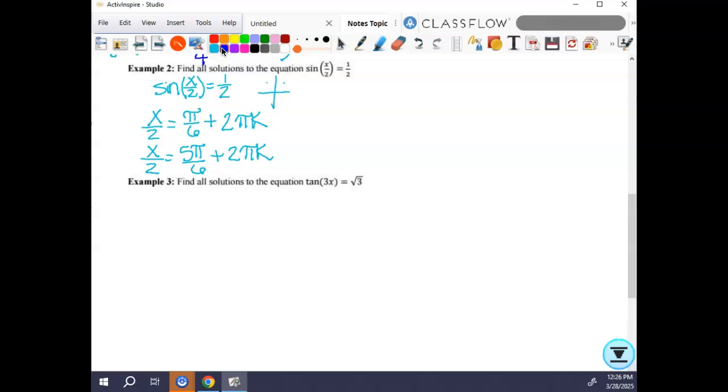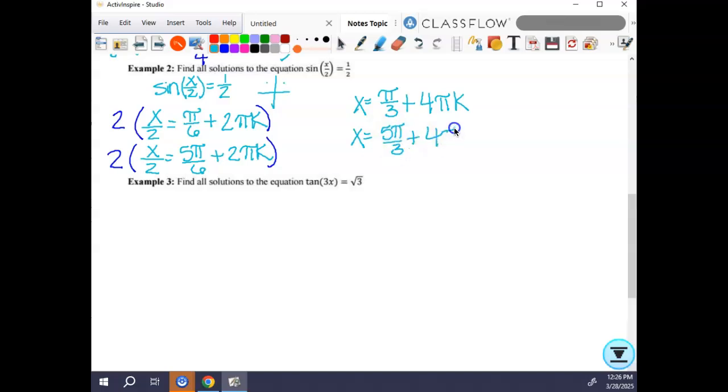I don't care about x over 2. I want x. So what am I going to multiply these by? 2. So I'm going to get x equals pi sixths times 2 is like 2 pi sixths, which is pi thirds, plus 2 pi times 2 is 4 pi times k. And then x equals 5 pi thirds plus 4 pi k.